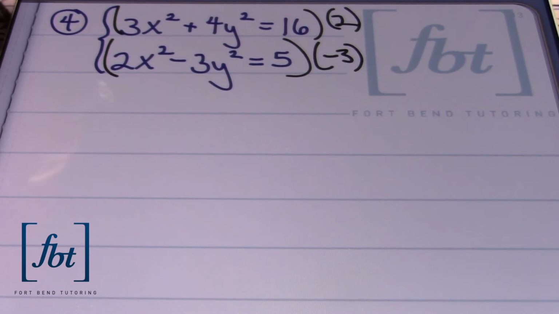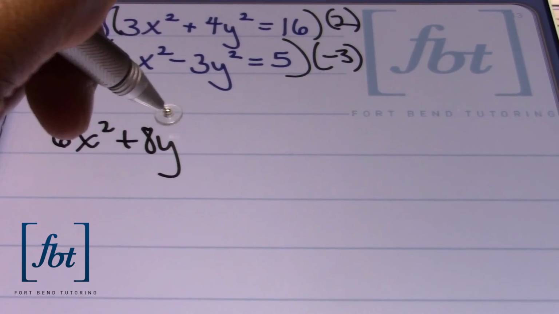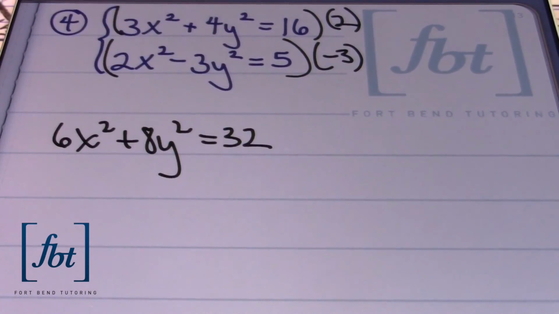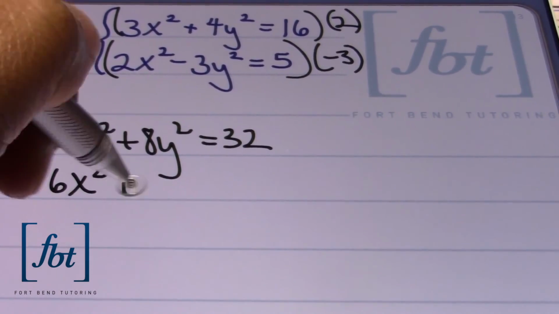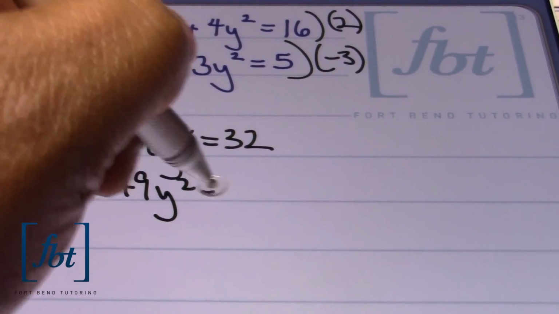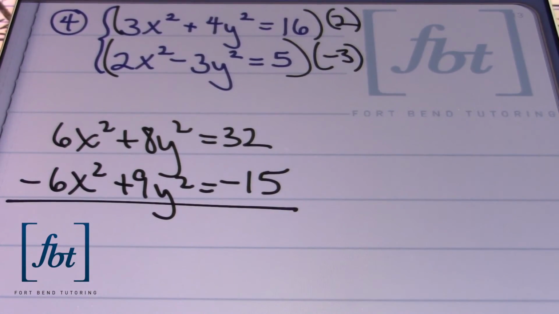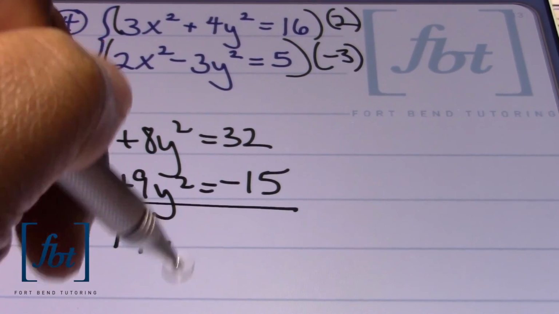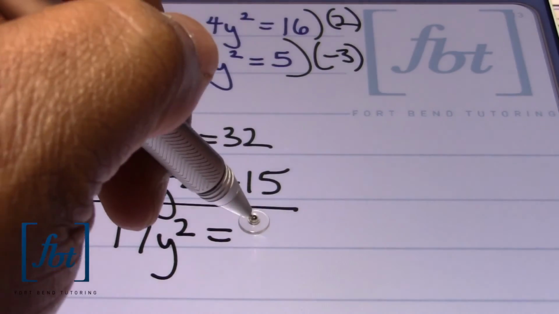So we'll end up with a system that reads 6x squared plus 8y squared equals 32, whereas the second equation reads negative 6x squared plus 9y squared equals negative 15. And then we'll be adding these like terms together. So we know that our x terms will cancel out altogether, right? And we now have 8y squared plus 9y squared, which gives us 17y squared. Then 32 minus 15 happens to be 17.